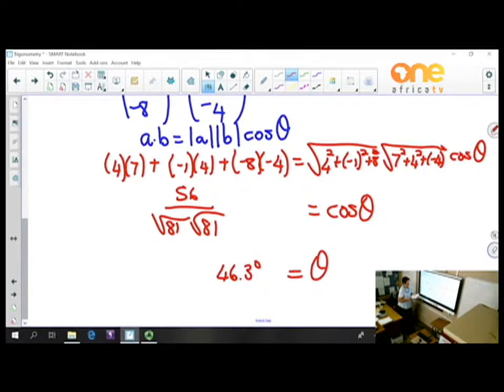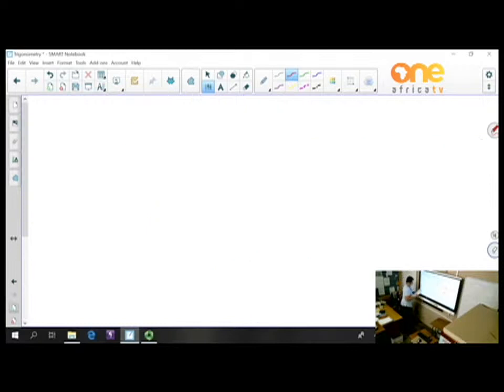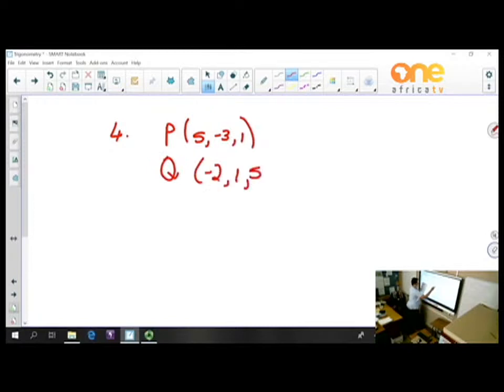There's a few things coming up, but this is what we really want to do. Right, and the last one that we're going to do there is number 4. It says in triangle PQR, P has the coordinates 5, negative 3, 1, so it's 3 dimensions. Q is negative 2, 1, 5. And R is equal to 9, 5, 0.